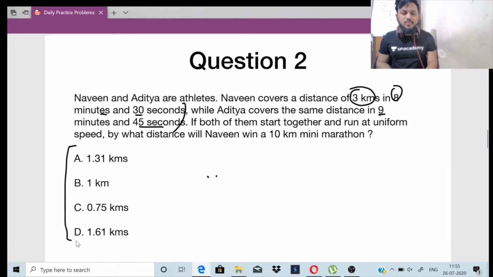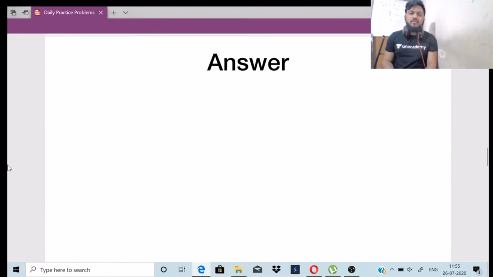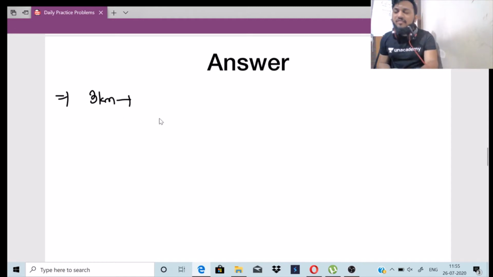You have 4 options again here. Let us do the solution part, right? So they have given Naveen's 3 kilometers time. What is the time of Naveen's 3 kilometer? It is 8 minutes 30 seconds, right?